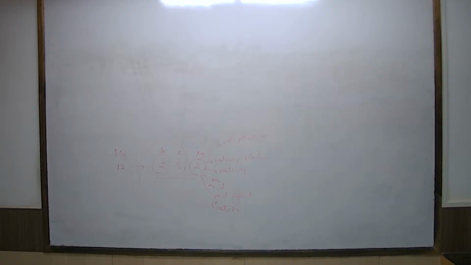Now, there is a question. Moving left to right in the second period, the number of valence electrons: what happened? What happened to valence electrons? It keeps on increasing from 1 to 4, and from 5 onwards it decreases. Again the same.